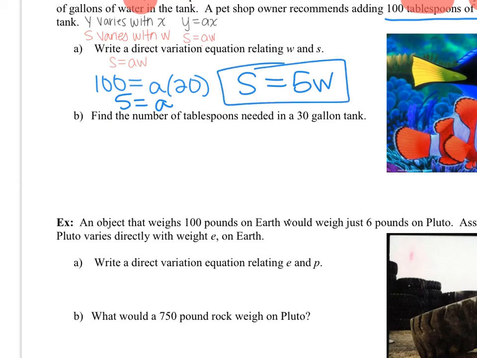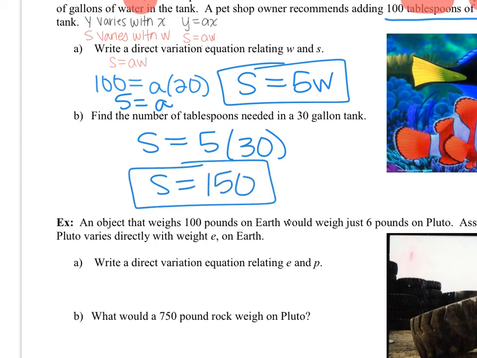So now I'm going to use that to find the number of salt, which is S, if I had a 30-gallon tank, so they're telling me W. So I would need 150 tablespoons of salt.